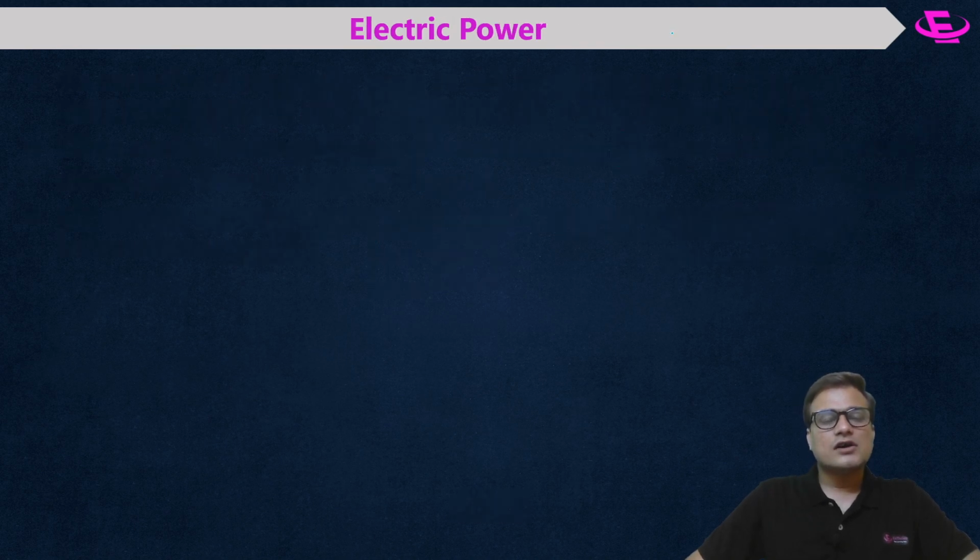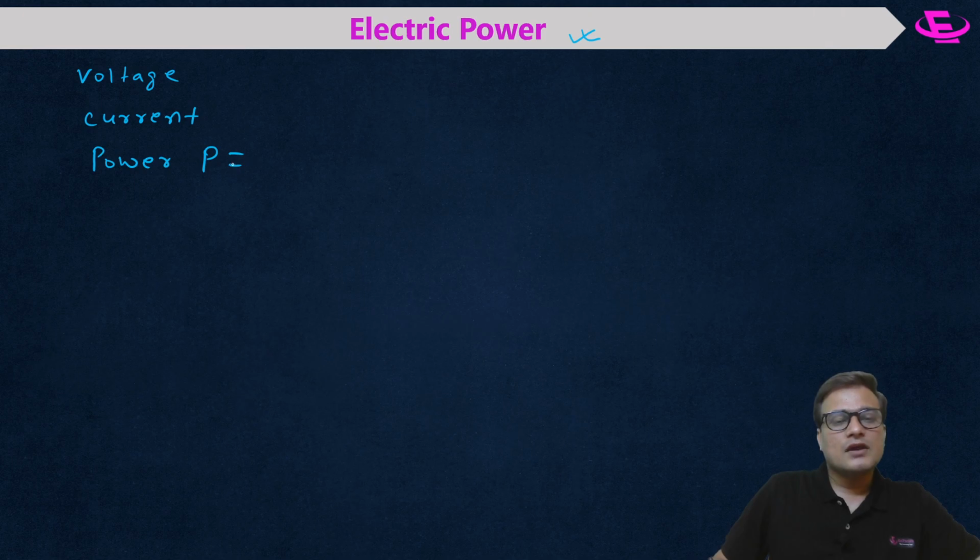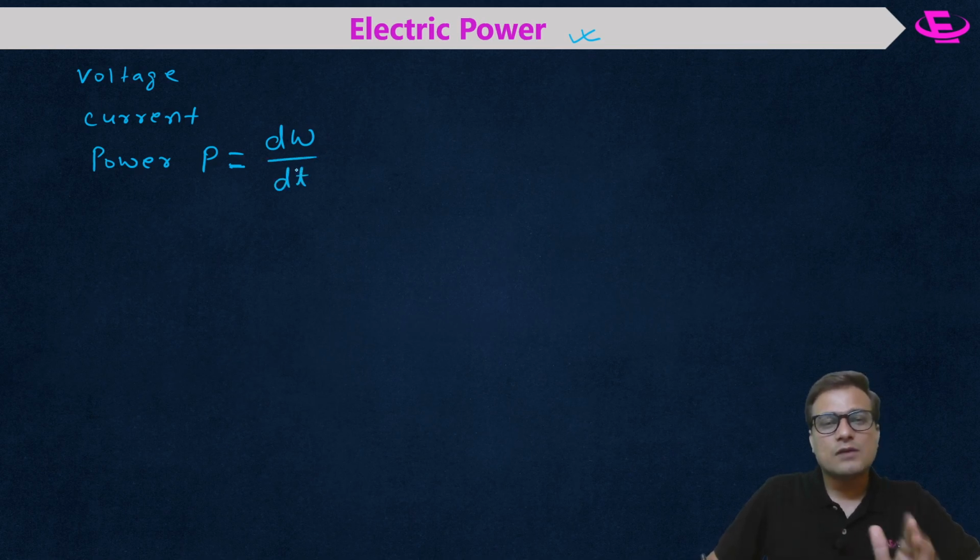Now once we know about electric potential, you already know electric current. So now let us define electric power. You know voltage, you know current. Now you have to write electric power. So let us write power P. What is power P? What do you know by power? Power is nothing but the rate of work with respect to time. Rate of doing work is called power.